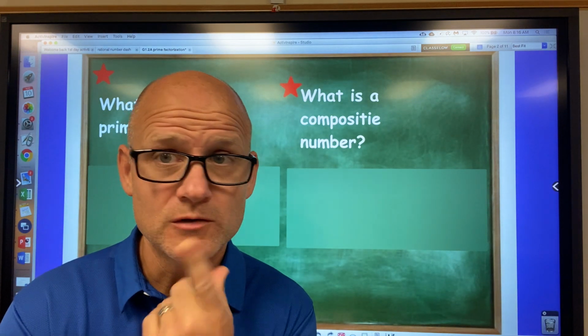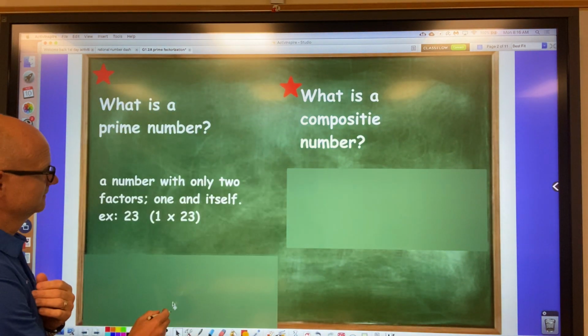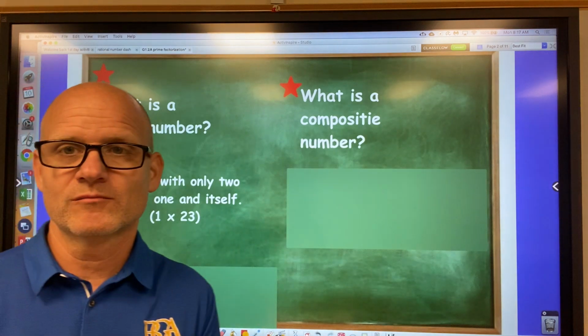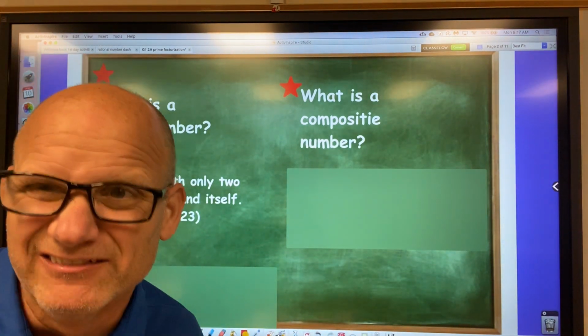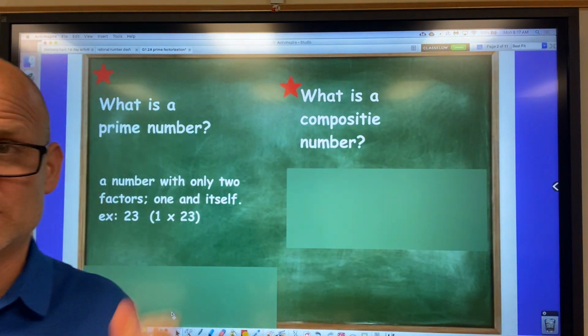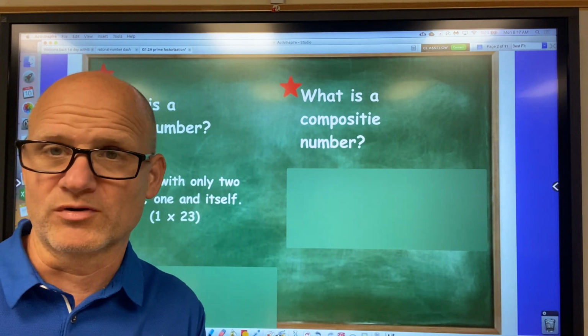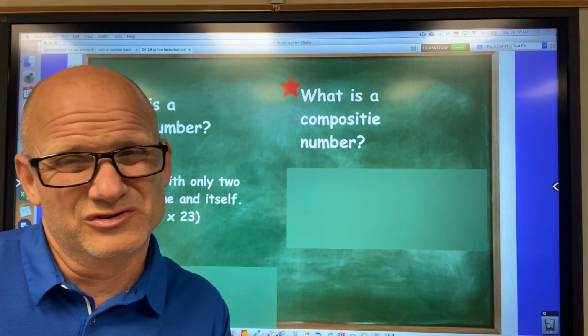Did you write something like this? A prime number is a number that only has 2 factors. That's it. Such as like 11. The only 2 factors, numbers you can multiply to get 11, is 1 and itself. That's a prime number. No other factors. Another example of a prime number is 13.